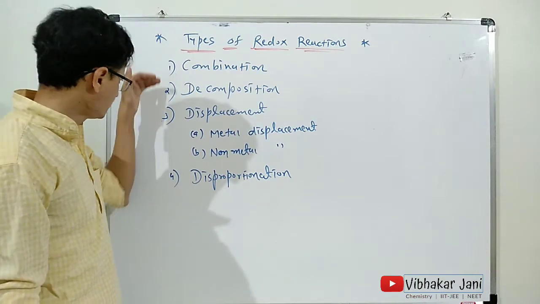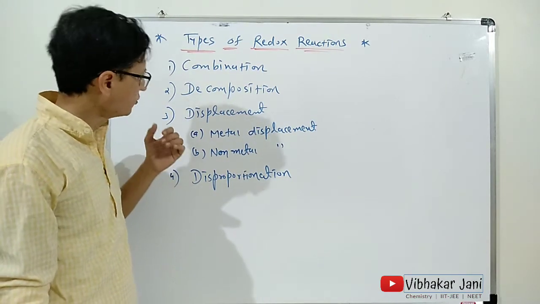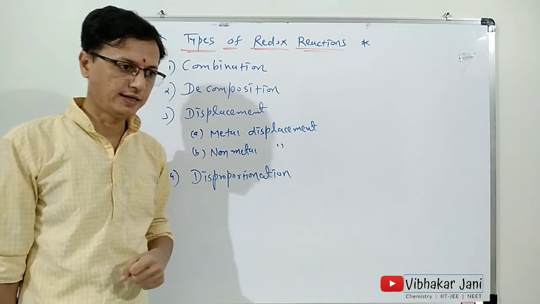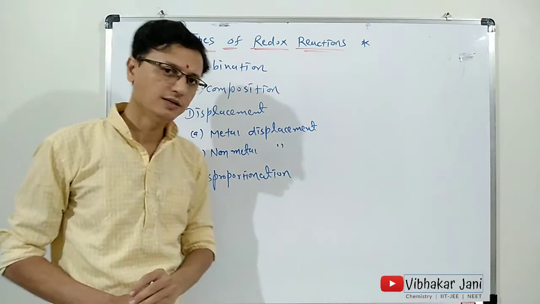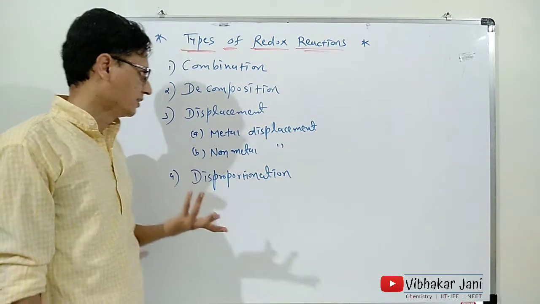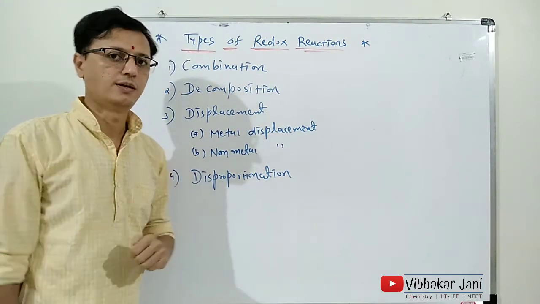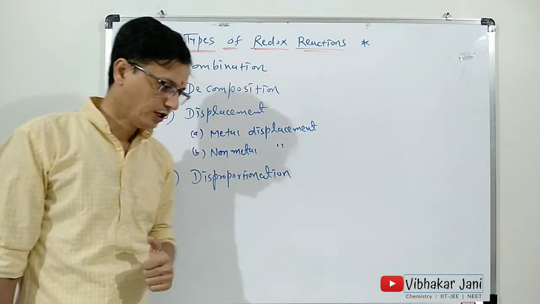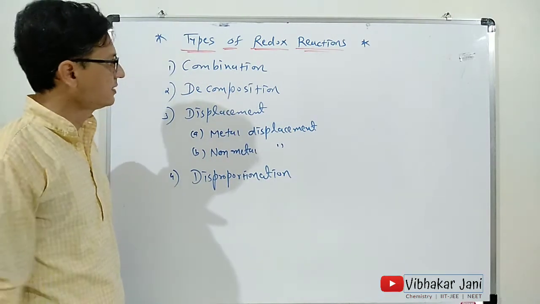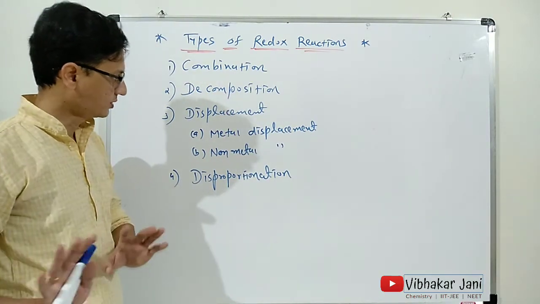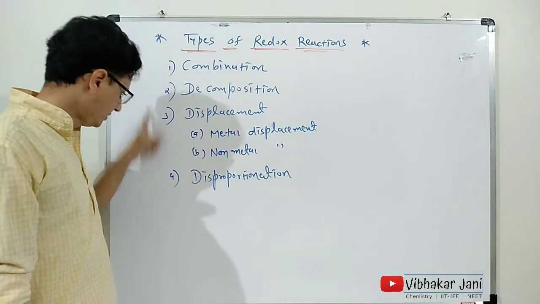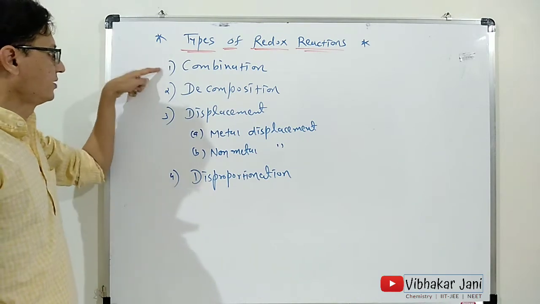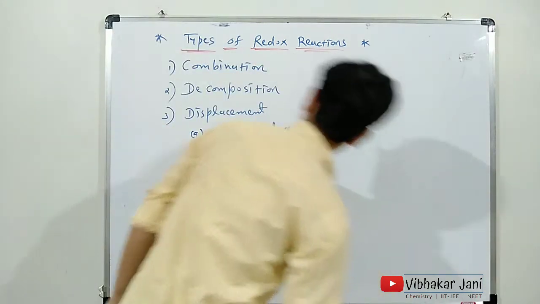Now, the first 3 types of reactions you have already learned in your previous classes. In 8th, 9th, and 10th standard, combination, decomposition and displacement reactions were in your syllabus. But disproportionation is a newer concept to you. So we will discuss all these types. Let us begin. First of all, just pause the video, make the title and write down these types of reaction. Okay, now let us start with combination reaction.